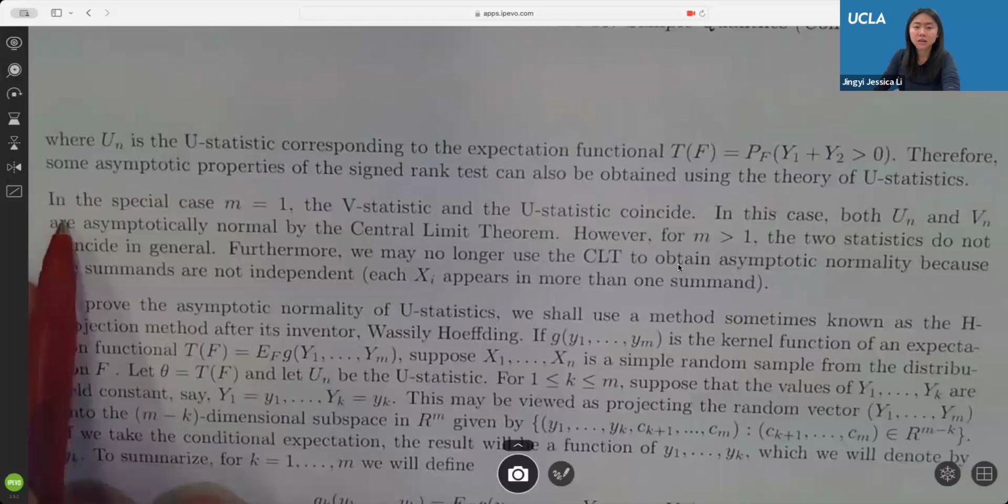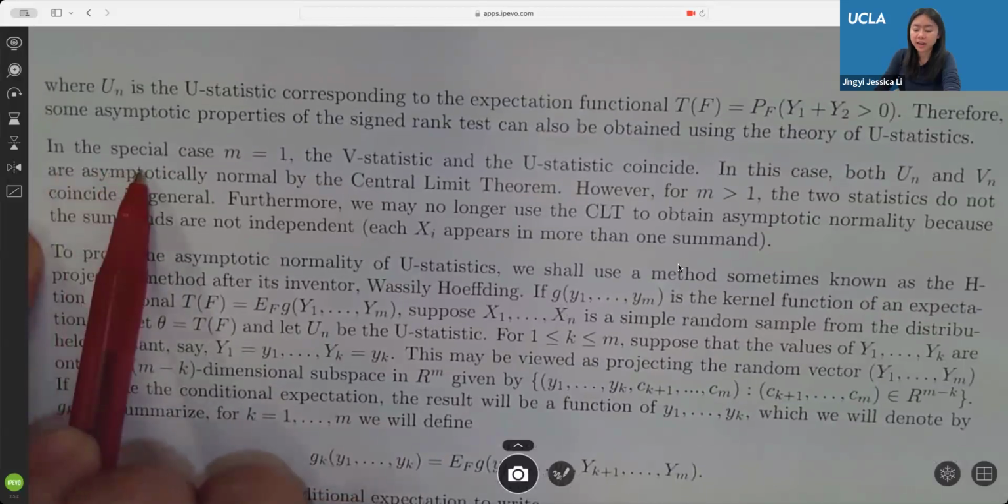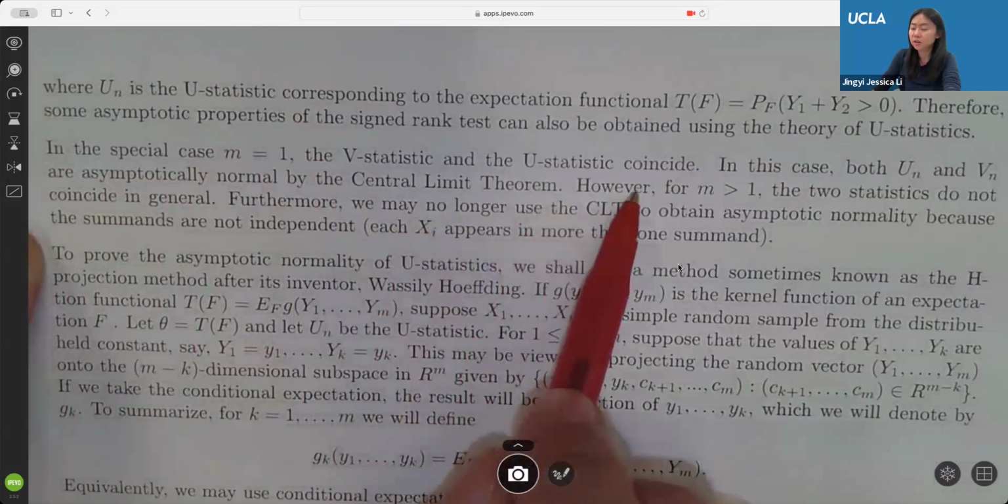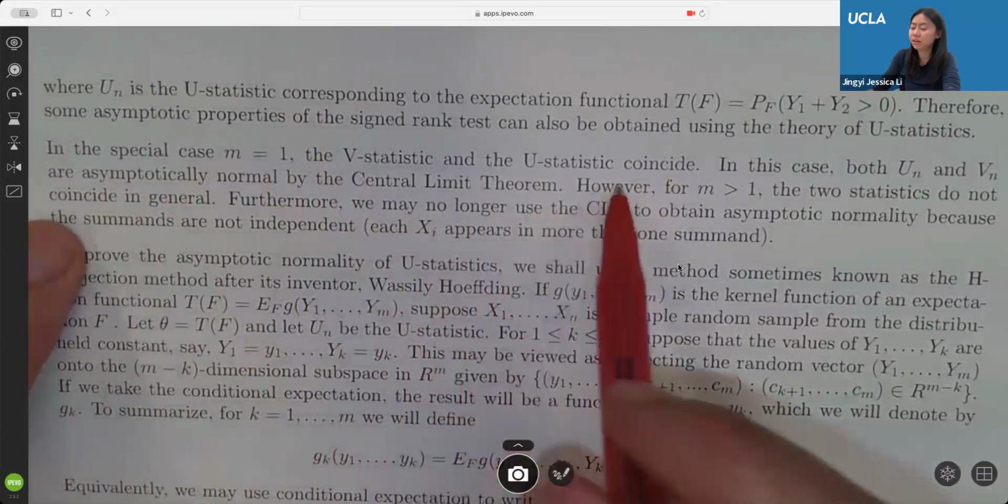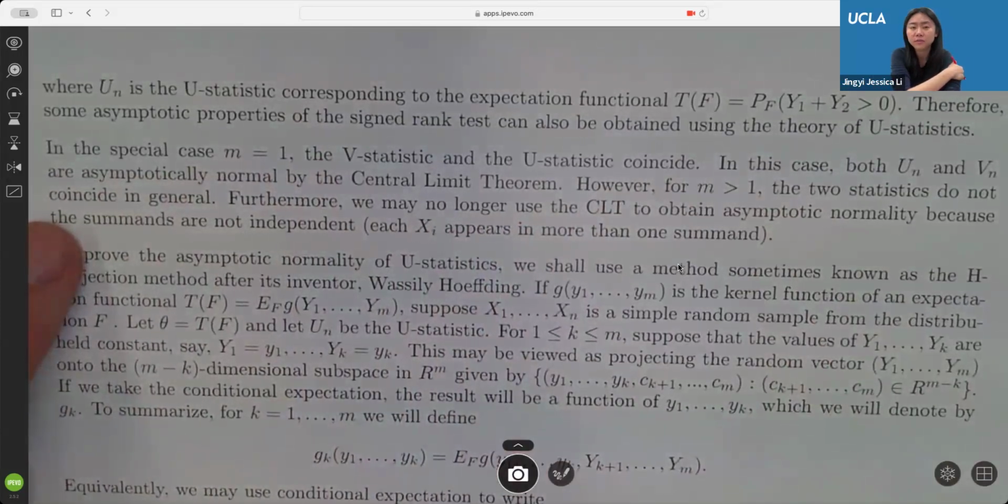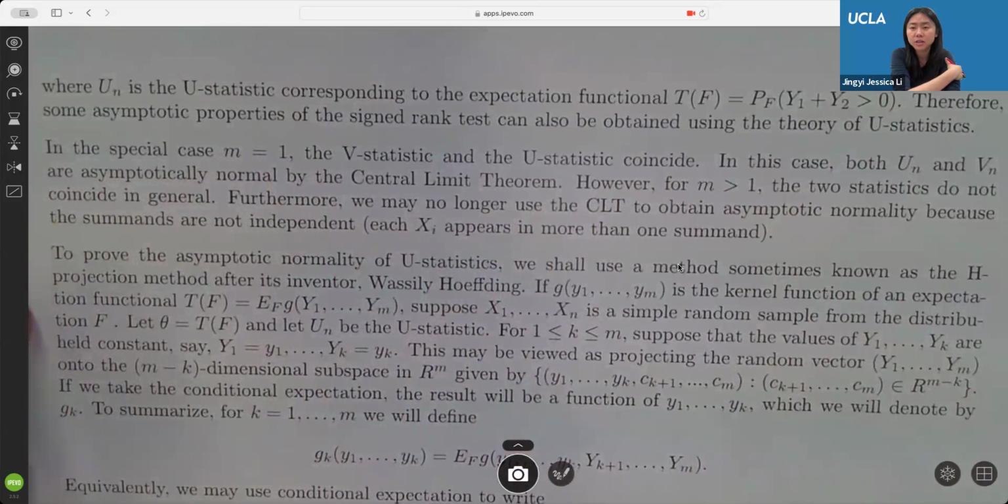Okay, now let's continue from here. In the special case m equals 1, the V statistic and the U statistic coincide, right? Because when m is 1, there's no issue with sampling with replacement, it's the identical thing. In this case, both U_n and V_n are asymptotically normal by the central limit theorem, because that's just the average. However, for m greater than 1, the two statistics do not coincide in general. That's why we have the U statistic.